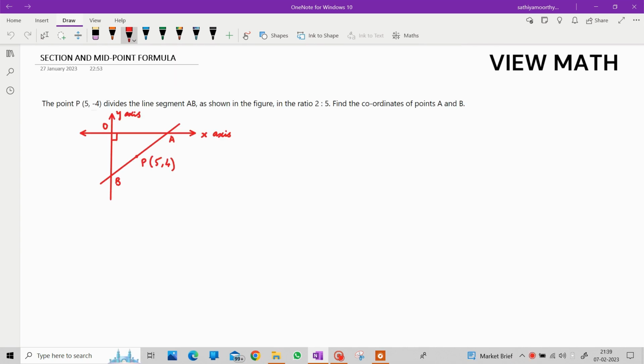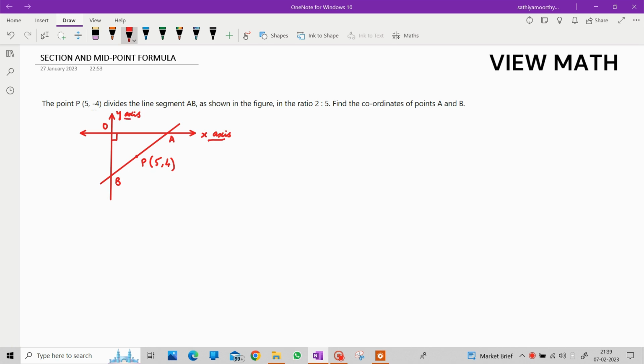Now let's see the next problem. The point P 5 comma minus 4 divides the line segment AB as shown in the figure in the ratio 2 is to 5. Find the coordinates of the points A and B. So you can see the figure here. This is the x-axis and this is the y-axis.